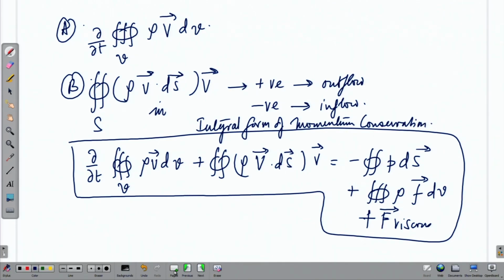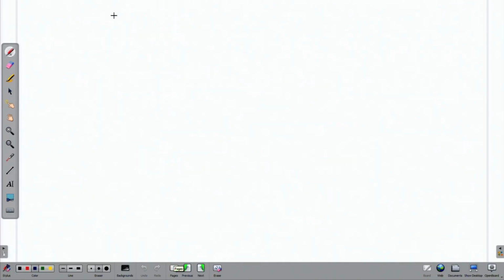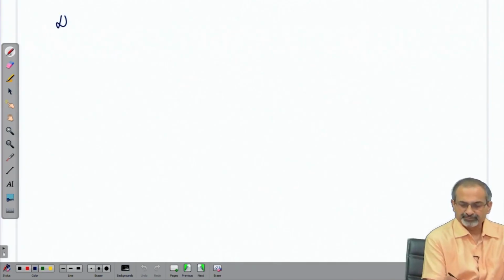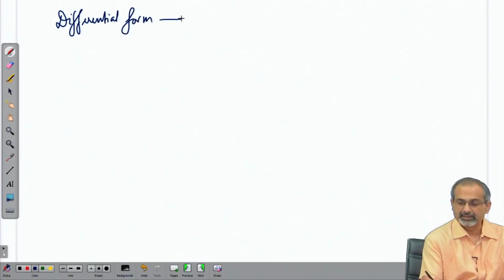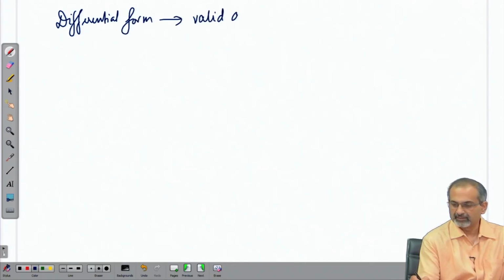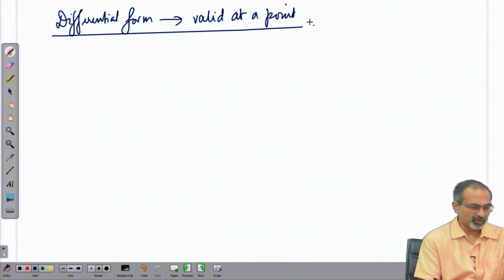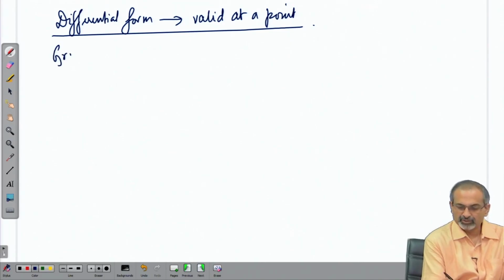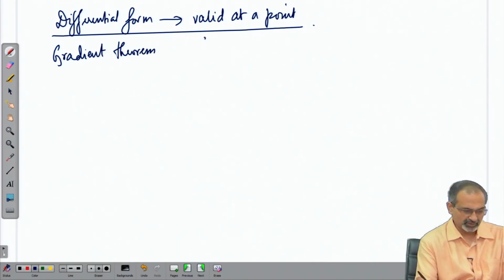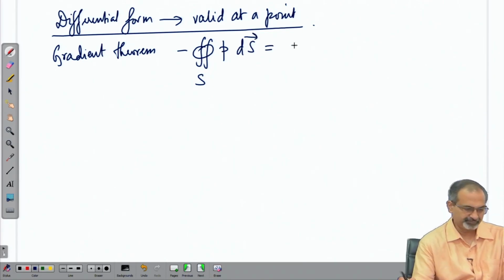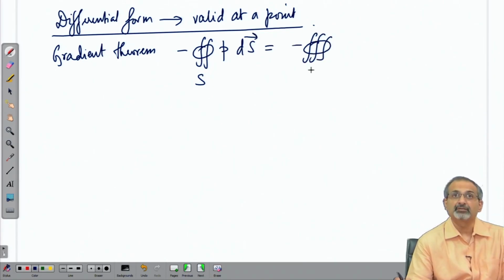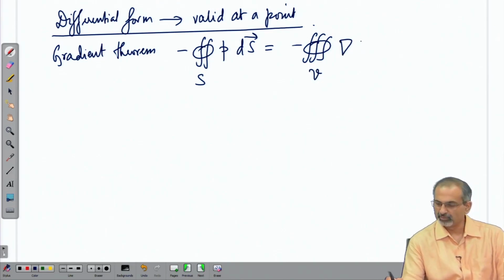So, we will now like to take it to the differential form, which would be valid at a point. How do we do it? We apply the gradient theorem in order to convert the pressure term from a surface integral to a volume integral.